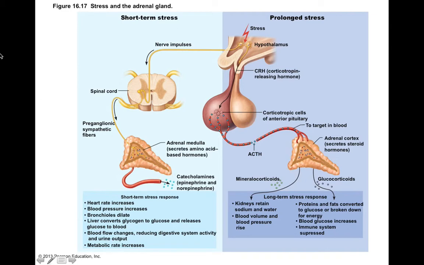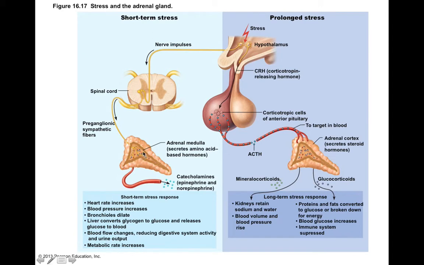Now, what we're going to see in this slide is a comparison of short-term versus long-term stress. We talked about how cortisol is a stress hormone, and that's true for prolonged stress. But we also know that the sympathetic nervous system is most active during the initial stress response, right? During the fight or flight response.